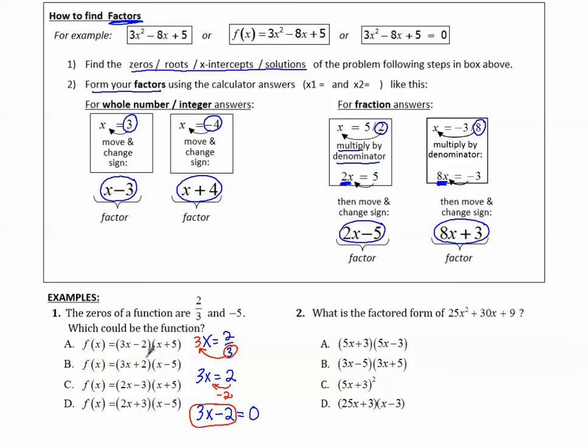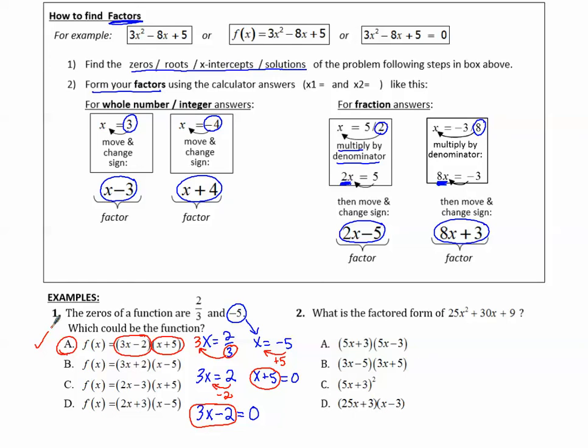So I'm looking for which of these has the factor 3x minus 2, and this is the only one that does. So choice A must be correct. However, let's double check that this one is also there. If x equals negative 5, remember we change sides by adding the 5. So that becomes x plus 5 equals 0, and x plus 5 is our factor, which I see there. So definitely choice A is correct.